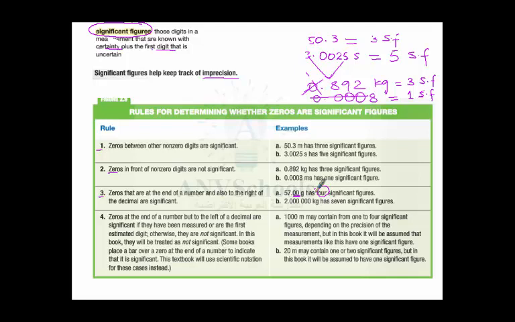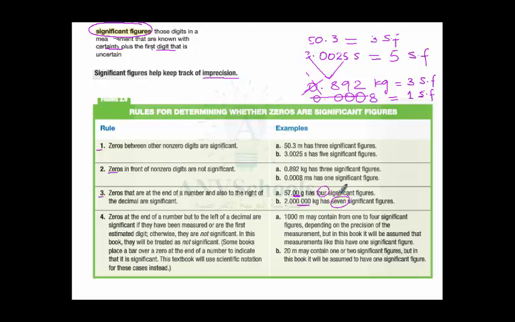Let's see the second case. After this decimal, we have 6 zeros. We can count them: 1, 2, 3, 4, 5, 6. Now, these 6 zeros are significant. We count them. So we have 6 zeros and 1, 2. Altogether, we have 7 significant figures or significant digits.